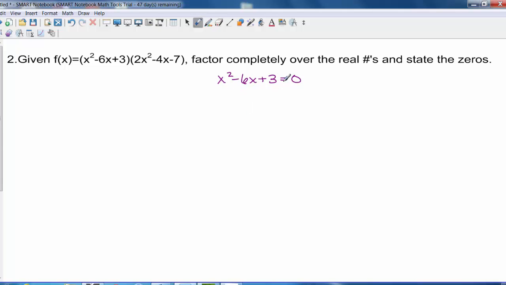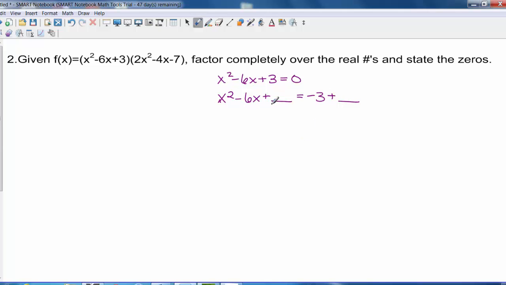So I'm going to do this one by completing the square. First step, your a value has to be 1 for completing the square, which it is. Then you are going to get the x's on one side and your constant on the other side. So I'm going to leave a blank and I'm going to subtract 3 over. So I'd have negative 3 plus blank.